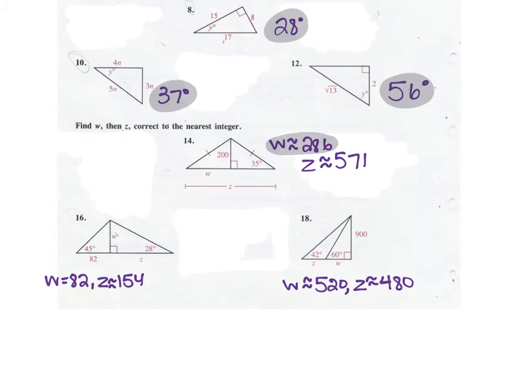14, W is approximately 286, and Z is 571. 16, W is 82, Z is 154. And 18, again, a little bit trickier because there are multiple triangles happening there, but W is 520 and Z is 480. So this is a great SAT question. Your test is going to be more on the level with the top of this stuff and like the ones in the warm-up.